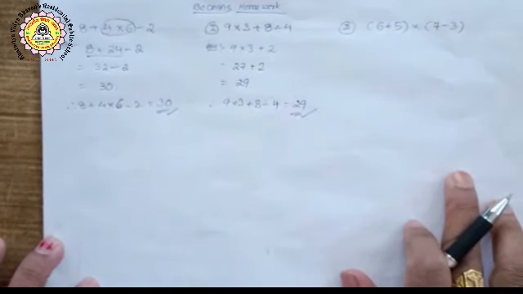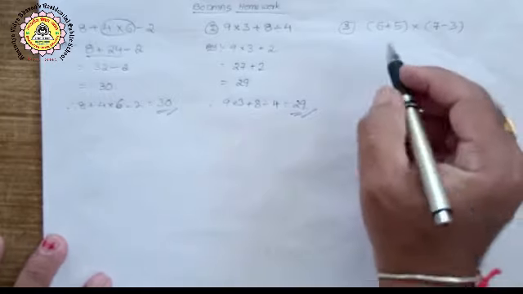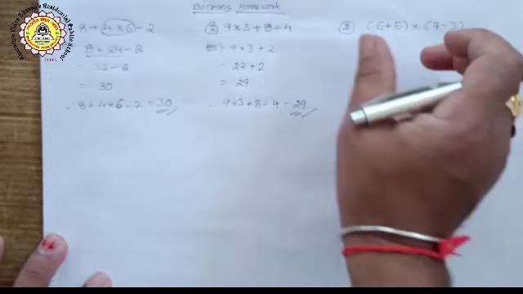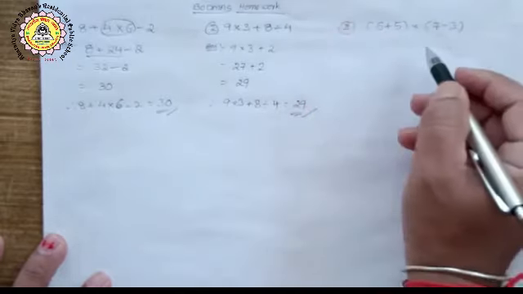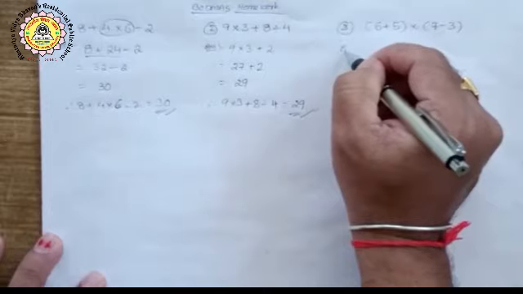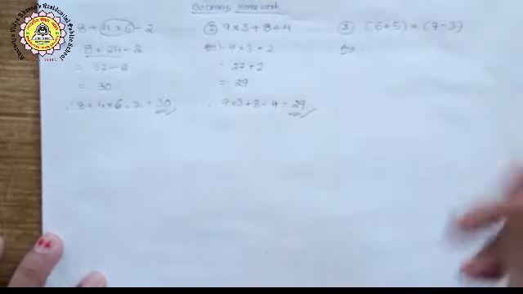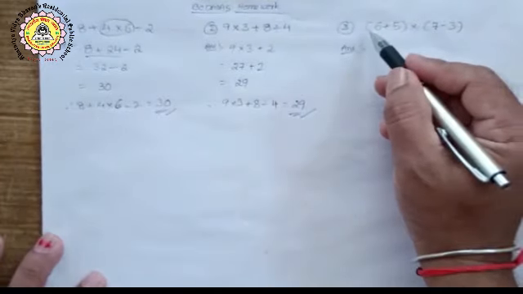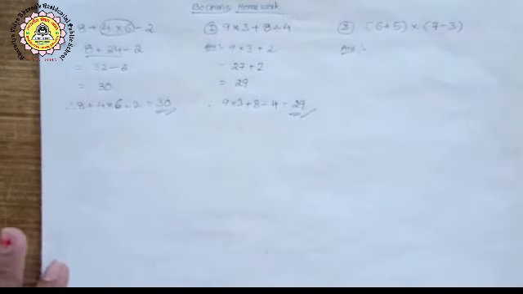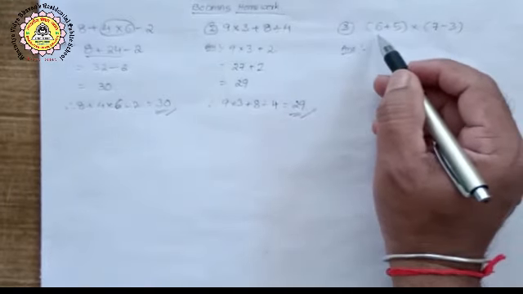Understand? Now let's move to the last sum. 6 plus 5. This is the first bracket, into, and in second bracket what is given? 7 minus 3. So for this one we have to find. According to the BODMAS rule, what do we have to do at first? See, brackets are given here, plus, into, minus. Clear? So here we found two terms. First one is 6 plus 5.